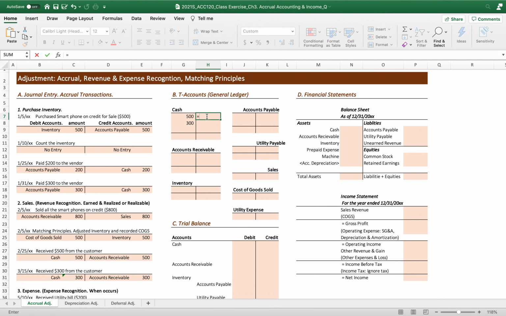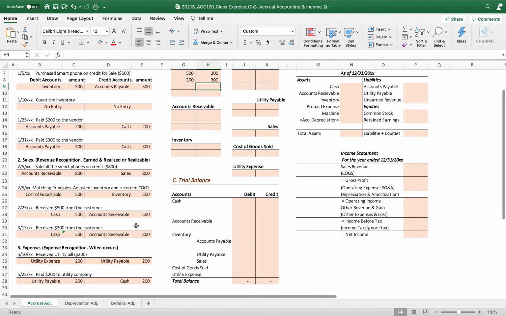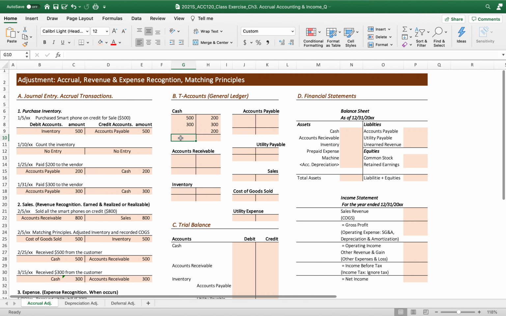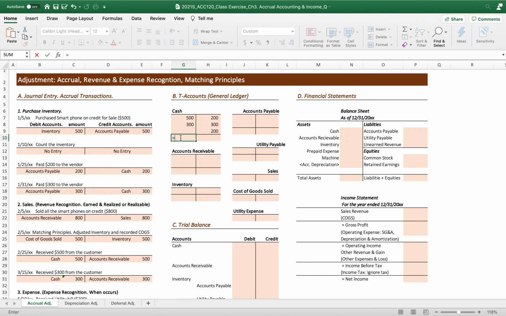But on the credit side, we have 200 and 300. Oh, 200, the last transaction. So cash is a debit account. Let me sum this side up and then sum the other side. So $100 is the cash account on the balance sheet.